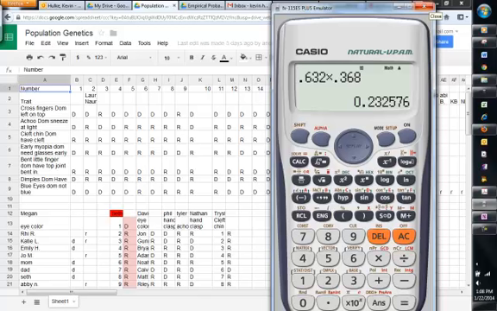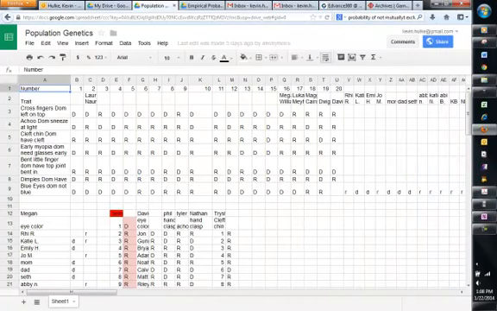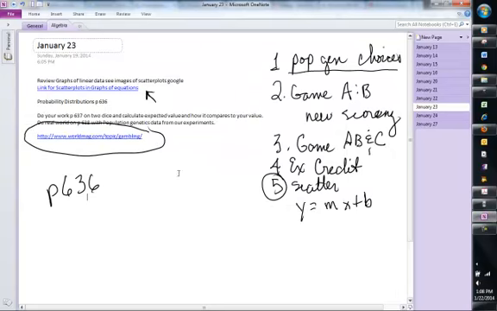So that's how you do that chart on page 638. So what I would like you to do is try one of the other ones that I didn't do, like do the dimples or something like that, and see if you can figure out what the proportion of the population that has that particular gene is. Let's see, what else do we have to do?